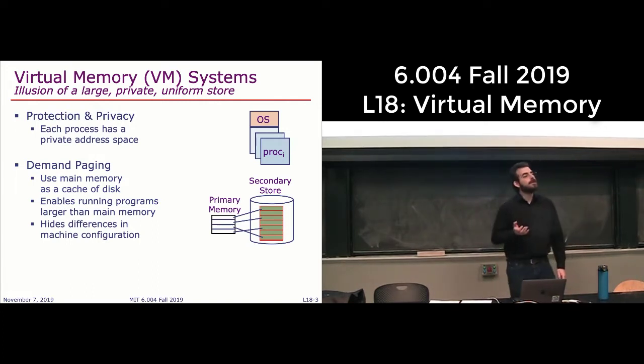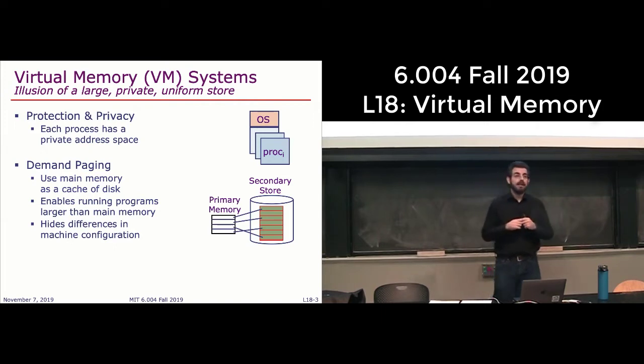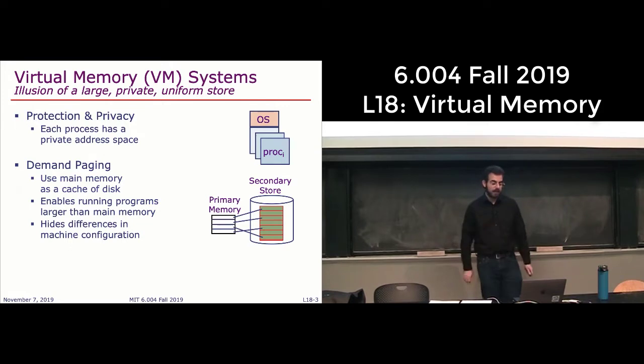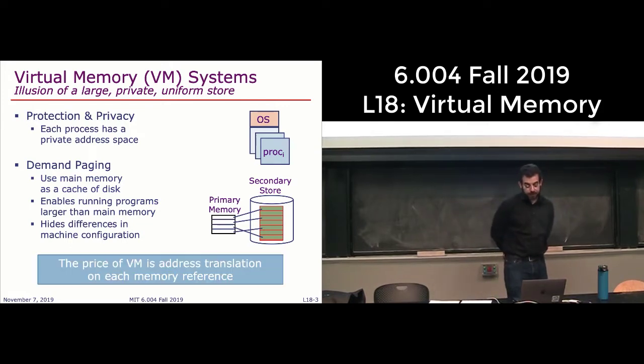And also, this will hide the differences in machine configuration. What I mean by that is that every process written for the same ISA will see virtual addresses, or will see an address space of the same size. Even if you have a machine with 1 gigabyte or 2 gigabytes of memory and then decide to add some main memory, right? So essentially it's hiding the implementation or the particular amount of main memory that the system has.